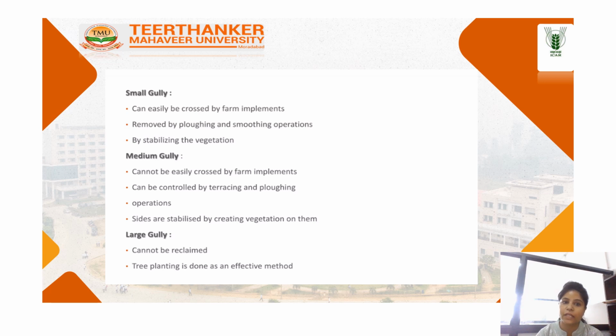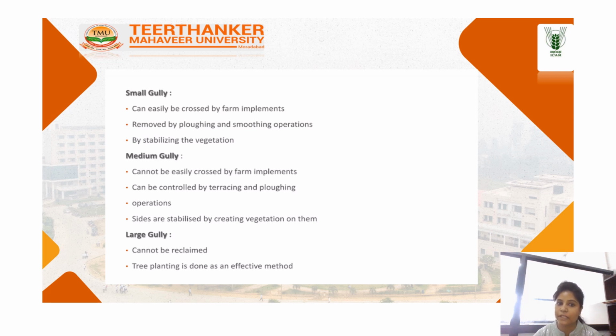A small gully can easily be crossed by farm implements. If we use any farm implement, it destroys the gully, the soil becomes loose, and it is removed by plowing and smoothing operations.